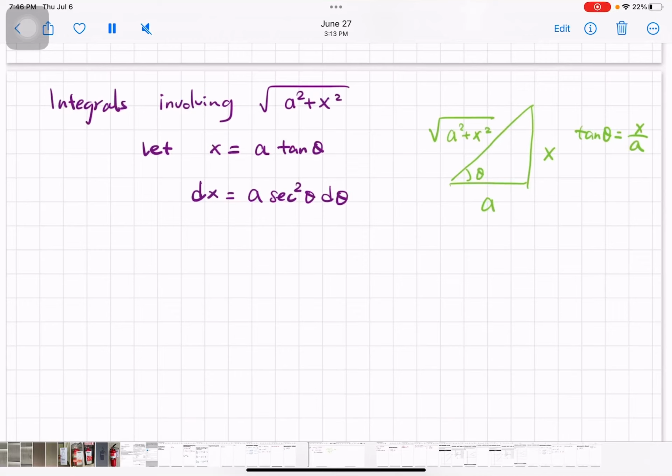Continue with the trig substitution. The next case we're going to talk about is the square root of a squared plus x squared situations. For this kind of situation, we're going to let x be a times tangent of theta. Then the derivative of x is going to be a times secant squared theta d theta. Using the right triangle, tangent theta is x over a, so the opposite over the adjacent is x and a. The hypotenuse is the square root of a squared plus x squared.